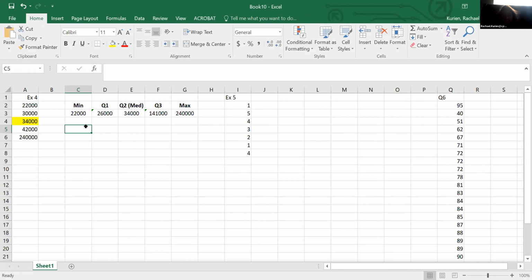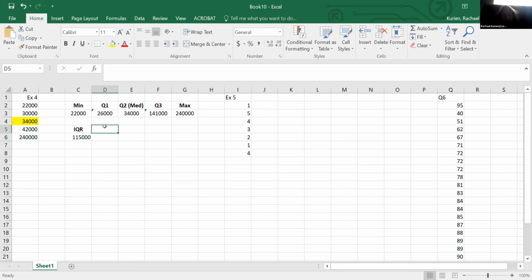One other thing is IQR. Again, remember that's your Q3 minus Q1. So it's your Q3, this one, minus your Q1. And we get our answer.